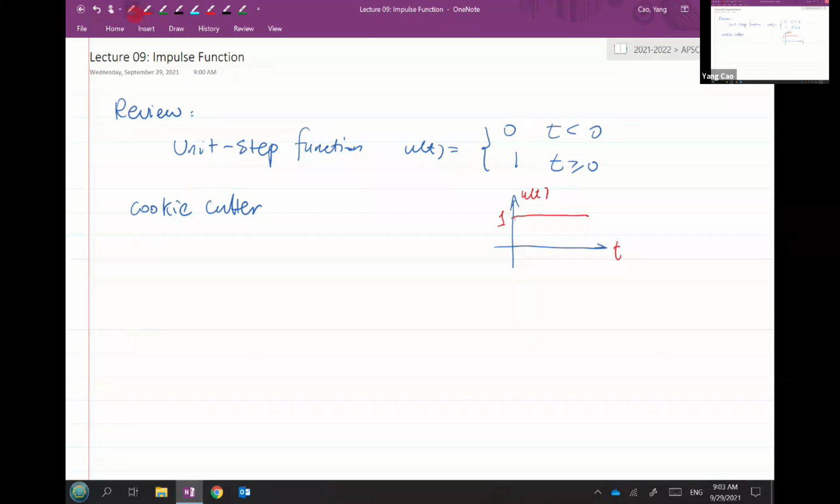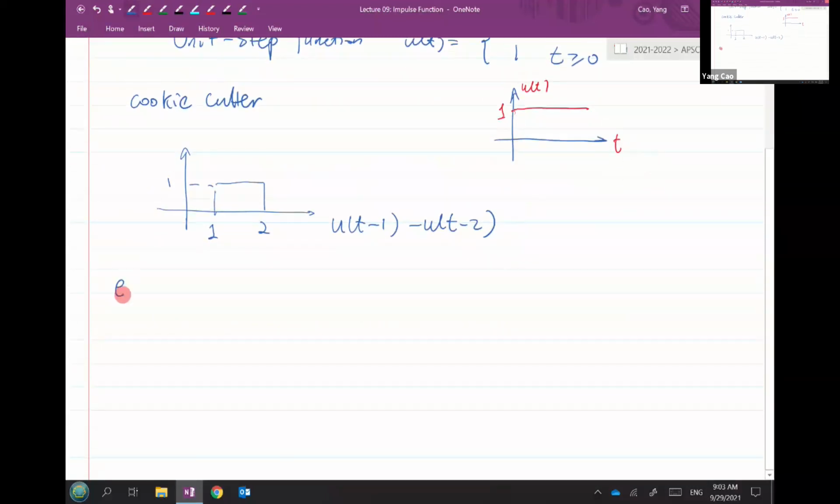We also demonstrated, for example, that you could have a cookie cutter anywhere. So let's say 1 and 2 over here. Then this is u of t minus 1 minus u of t minus 2. So now you create yourself a different cookie cutter. Maybe let me show you one more example right here. So let's say I have a function f of t.